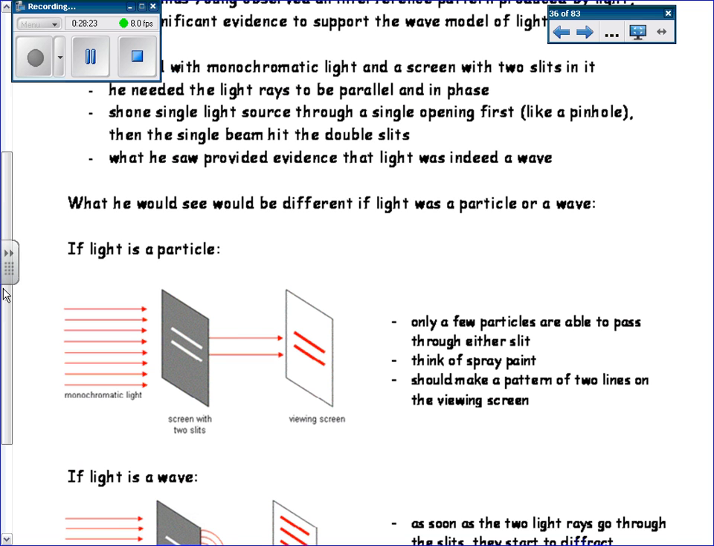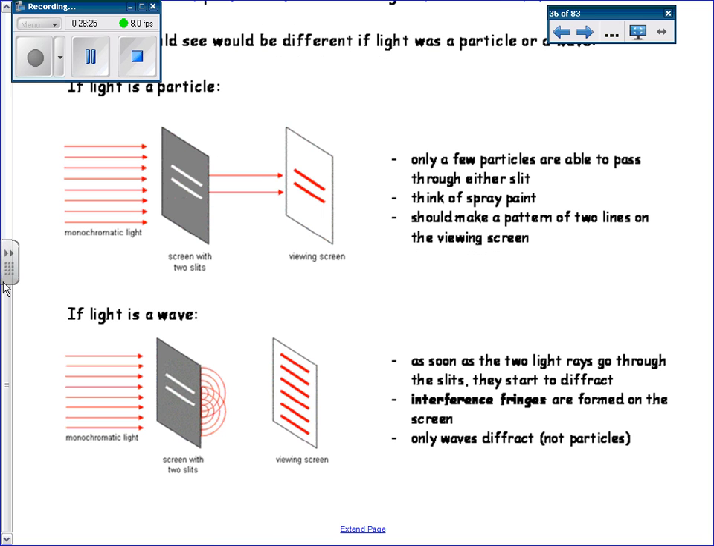Okay. What he did actually see was an interference pattern. He got a series of bright spots and dark spots on a screen. As soon as the two light rays go through the slits, they start to diffract. Okay, diffract means they bend around corners. That's what diffraction is, bending around corners.